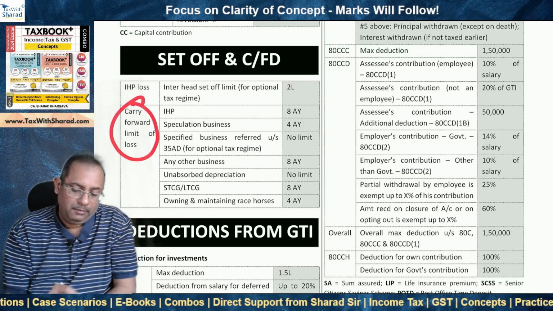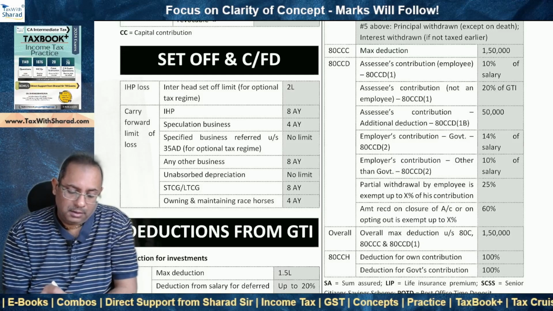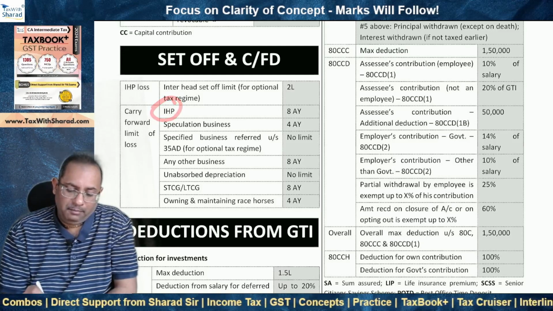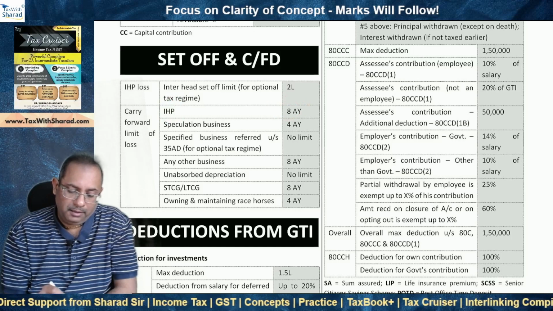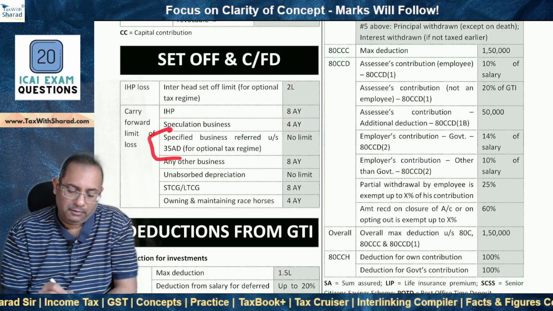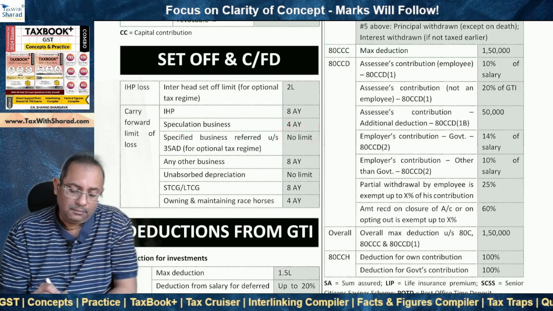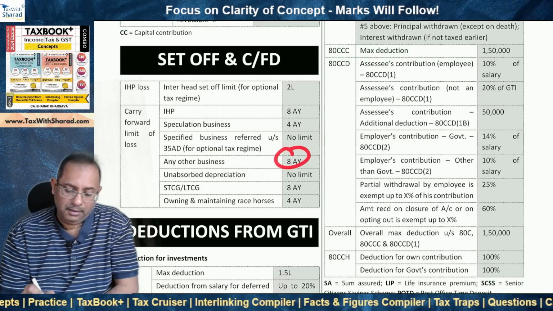What are the carry forward limits of losses for different kinds of losses? Loss under the head IHP can be carried forward for 8 assessment years, speculation business 4 assessment years, a specified business referred to under section 35AD for the optional tax regime, no limit. For any other business, it is 8 assessment years.